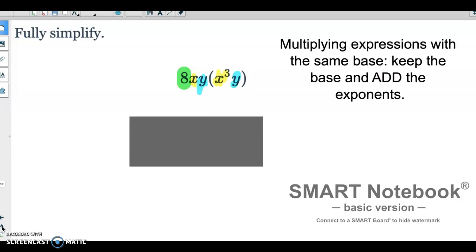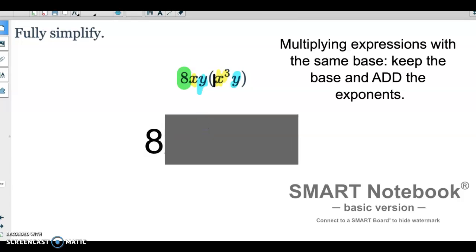All right, again, here's another one, the same thing, 8xy times the quantity x cubed y. So again, let's look at the coefficients. We have an 8, and we know that there is a 1 in front of here, so 8 times 1 is just 8. Now if we look at our x's, you might get a little confused here because, okay, multiplying expressions with the same base, keep the base and add the exponents. Well, what is the exponent on this x? When there is no exponent written down, we assume that the exponent is a 1. So here, this is a 1. Again, this y would have a 1, and this y would have a 1.